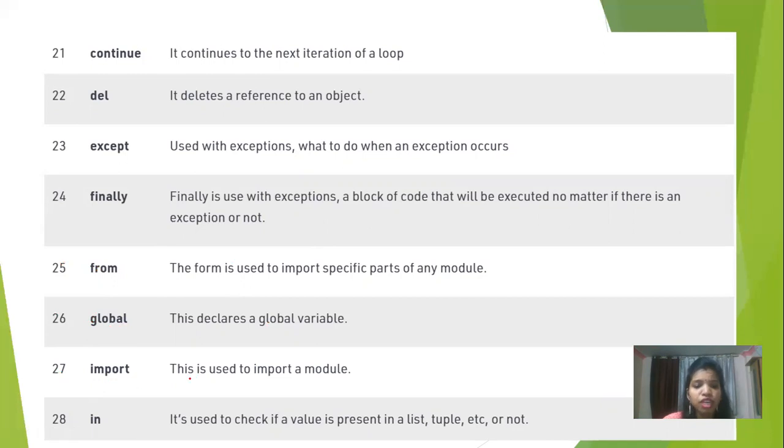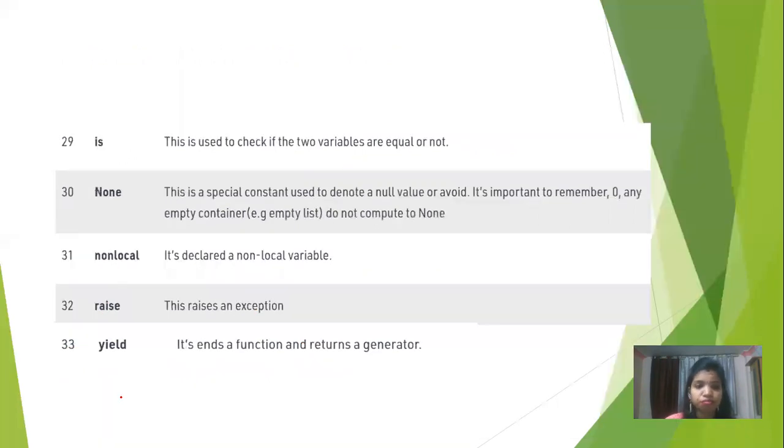If you want to import a library or any module, you have to use import. If you want to check a value inside a list, a tuple, or an array, in will be used. Is is used to check whether this one is equal to this one. None is for defining a constant, which denotes a null value, a void value. Nonlocal defines a nonlocal variable, raise is to raise an exception, and yield returns a generator.